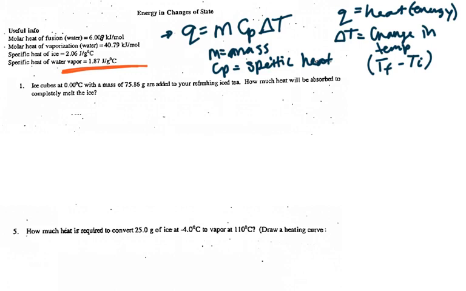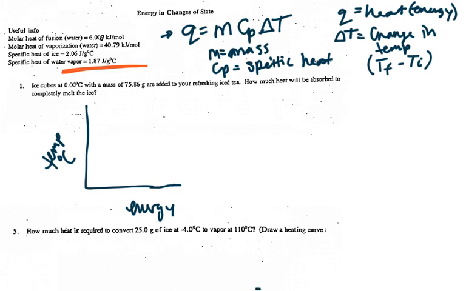So first thing you should always do is draw a graph. This represents temperature in degrees Celsius, and this represents energy. Sometimes you might see the bottom as progress of a reaction instead of energy, which is fine. But basically energy is increasing like this, temperature is increasing like that, and we're just going to do a basic graph.